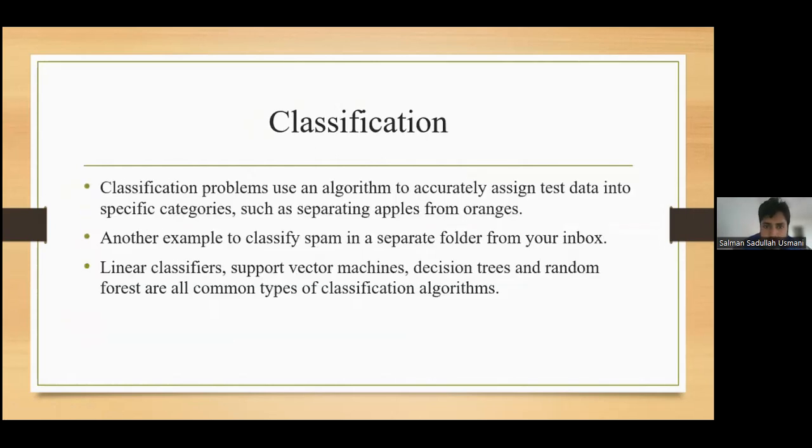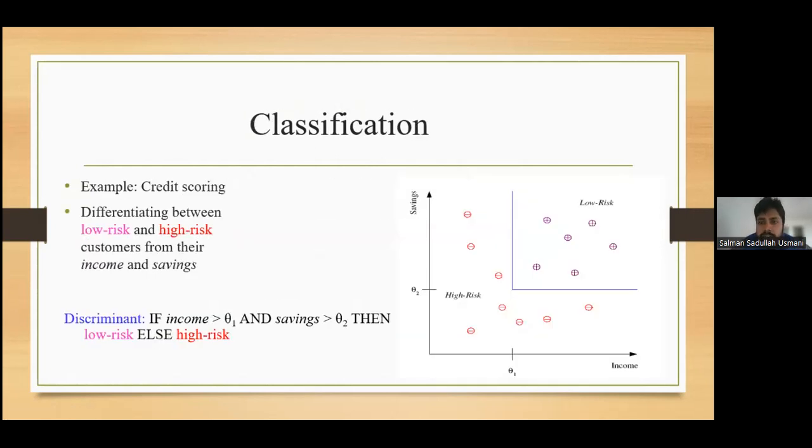Next example of classification, I have taken from credit scoring, if you are using the credit card. So this is a graph I've shown, and we have taken 2 thresholds. Threshold is very important in machine learning algorithms. You have to give some threshold, whatever value you choose. So here we have chosen a threshold for the income as well as savings: theta 1 for the income and theta 2 for savings. I want to classify them as a low risk customer or a high risk customer.